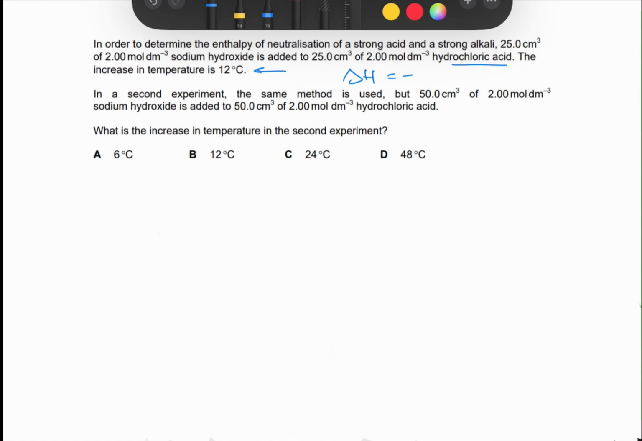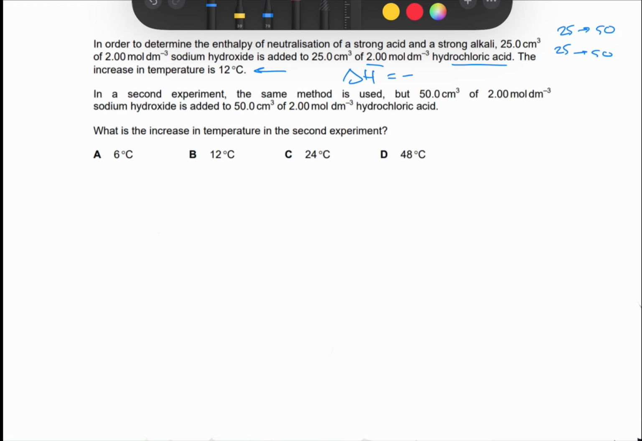The question says, in the first experiment, we used 25 and 25 of acid and base together with the same concentration, sodium hydroxide and hydrochloric acid. And this experiment is repeated again, but the difference here is that the volumes are doubled.